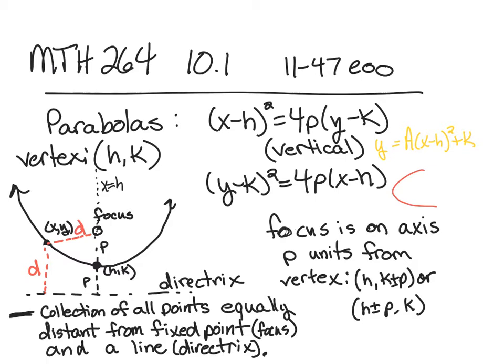Sorry about that. Okay, the focus is on the axis of symmetry, and the distance from the focus to the vertex is P right here. Usually P is very small, just saying. So let's continue on.